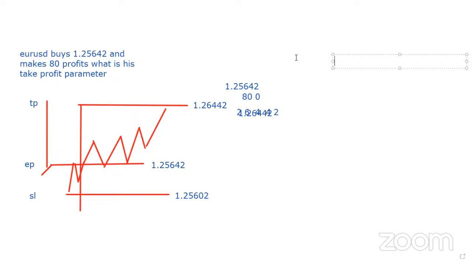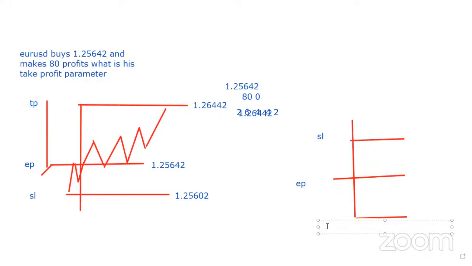For a selling market, you have something like this. Also, you have your entry point, right? We have your stop loss and your take profit. The only difference is that for a selling market, this is your entry point. Now, instead of here being your take profit, here will be your stop loss and your take profit will be down.